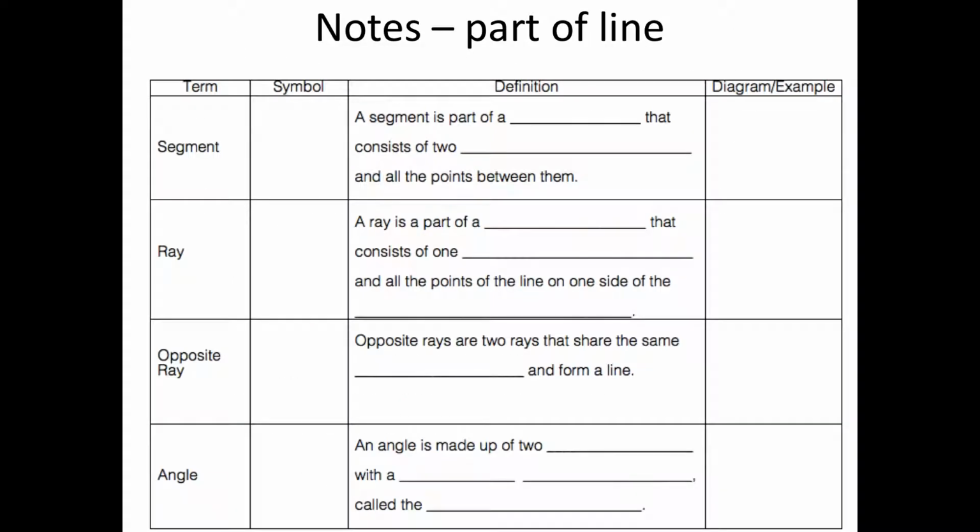So we put this all in notes for you here. A segment, the symbol looks like that with no line over it. A segment is part of a line that consists of two endpoints. And there's an example of a segment for us. There's segment AB.